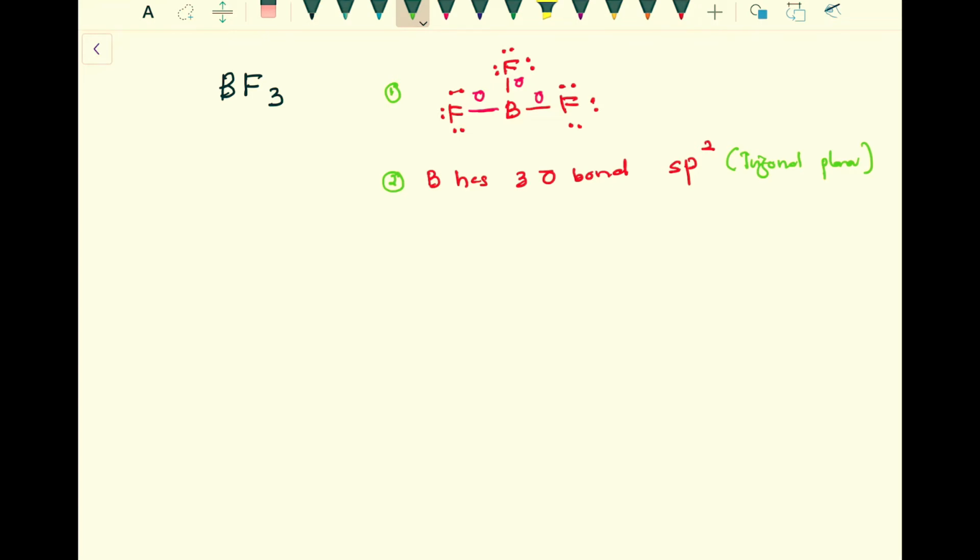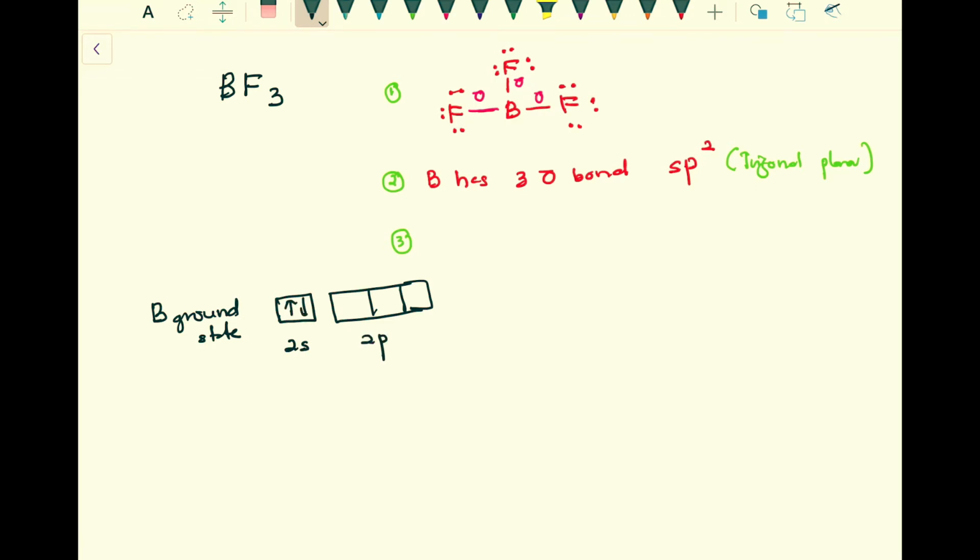Okay, the third step is we have to write the ground state, excited state and hybridization for the central atom, which is boron. So there are 3 sets of information that you have to write. So we begin with the boron ground state. Okay, boron has 3 valence electrons and it comes from period 2. So you're supposed to know this.